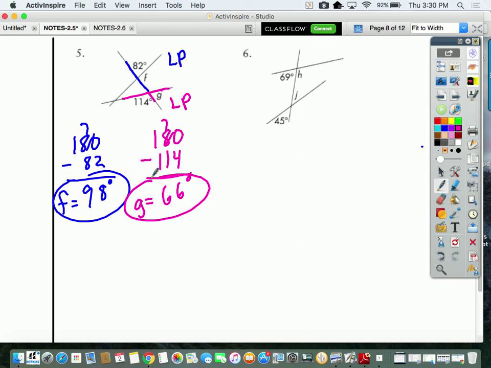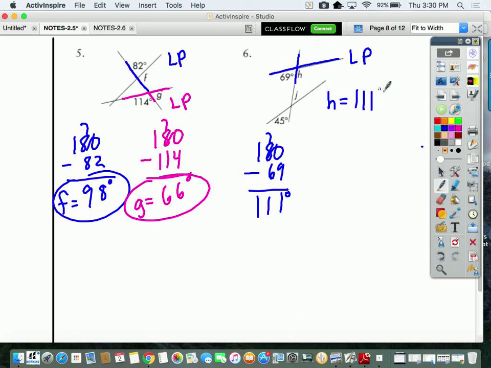Now we go over to number 6. Here we're going to again look and see, do we have vertical angles or linear pairs? Let's start up on the top, where H is. H, this is a straight line, that's a linear pair. So we'll do 180 and we'll subtract 69. So that would end up being 111 degrees. So angle H is 111 degrees.